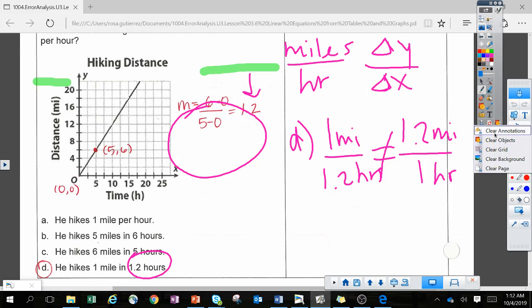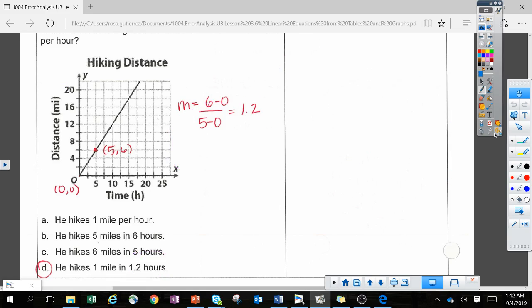I'm going to show you two different ways. Most of us did not pick A, so I'm just going to cross off A, because if you did find the slope, you'd see this is not the same as 1. Good. Okay. So how do I decide if it's 5 miles in 6 hours or 6 miles in 5 hours?